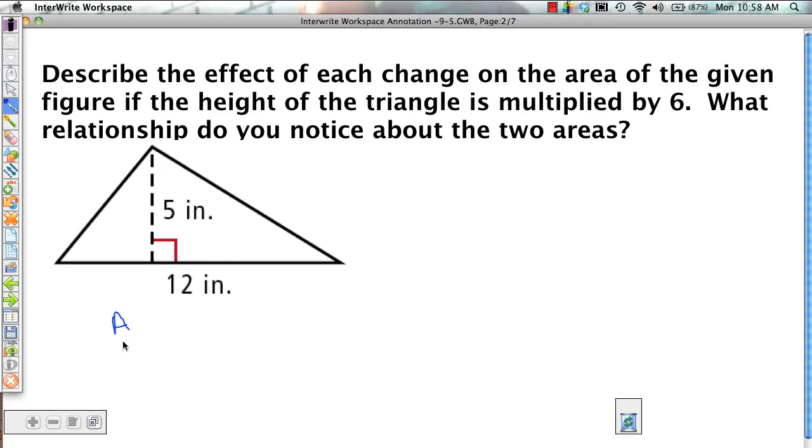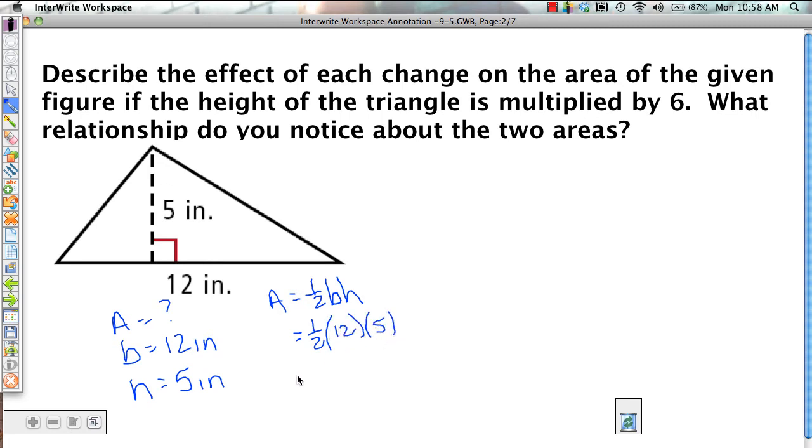If we make our list, area is what we're finding, base is 12 inches, and our height is 5 inches. To find the area, we have 1/2 base times height. So we can substitute in, and we get that the area is 30 square inches.